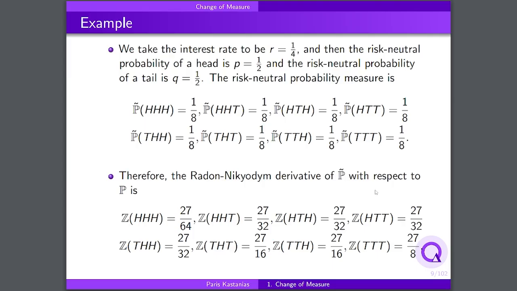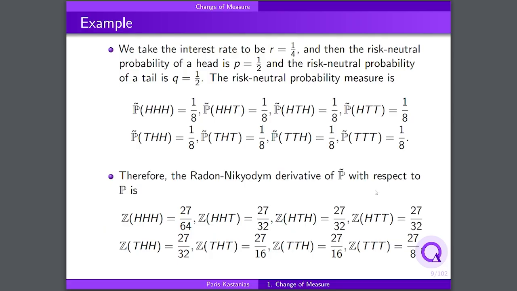Now we take the interest rate to be R equals 1/4, a quarter. Then the risk neutral probability of heads is going to be a half, so Q tilde is also a half. And the risk neutral probability measure is this thing here. All of them are just an eighth, because you flip a coin 3 times and each one is a half.